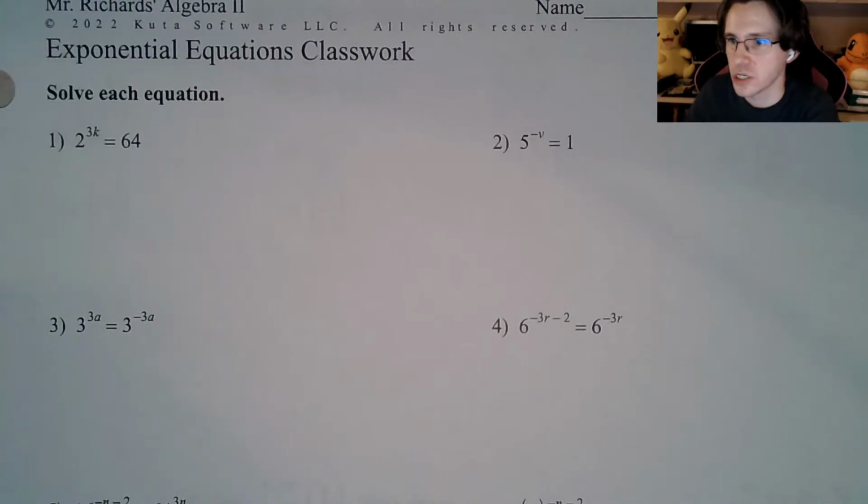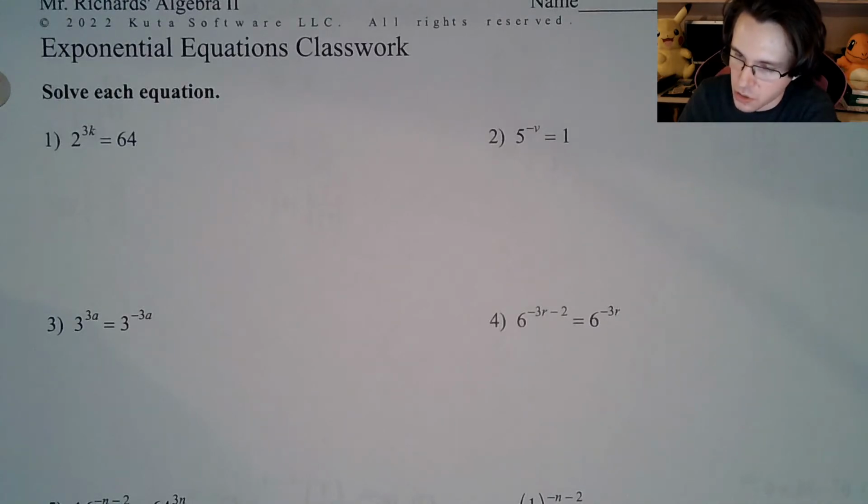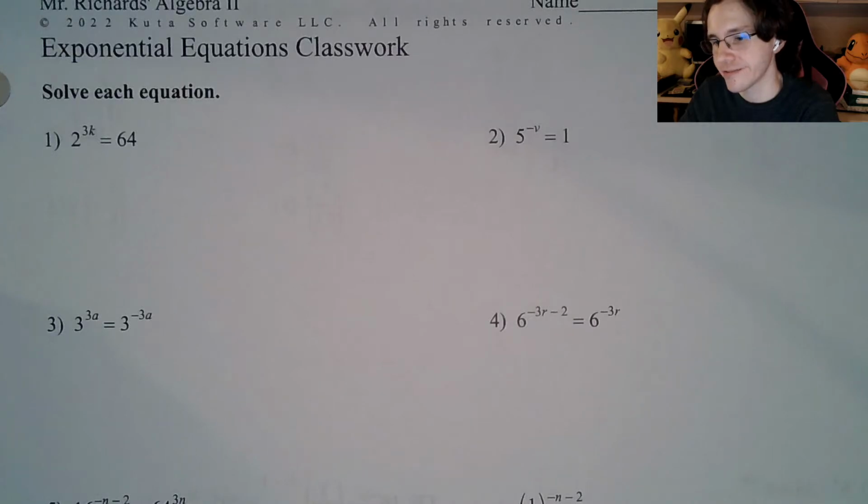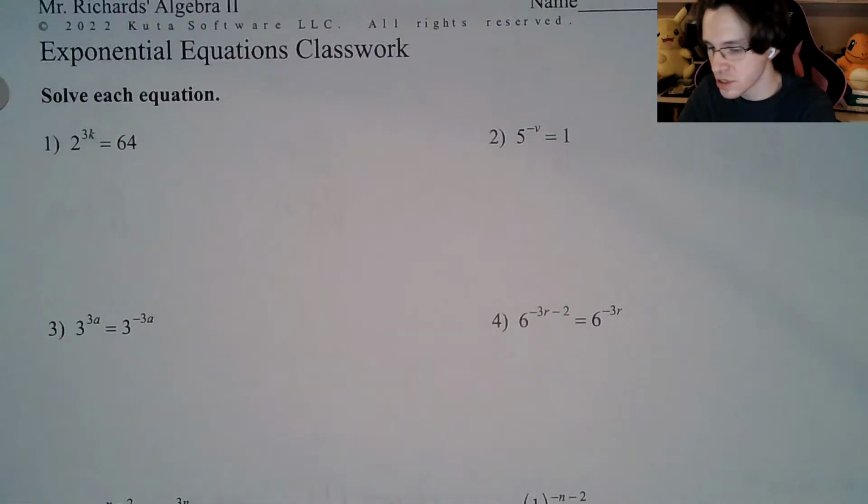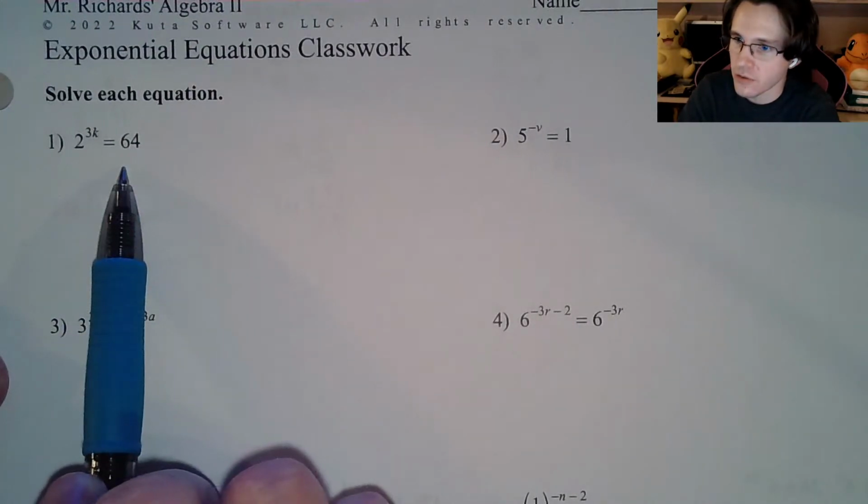We're doing Exponential Equations Classwork. Let's get going. So 2 to the 3k equals 64. Remember, the goal is to use the sheet that has every single power I expect you to know. And you can just, again, keep it in your notes. But 64 is one of those powers.